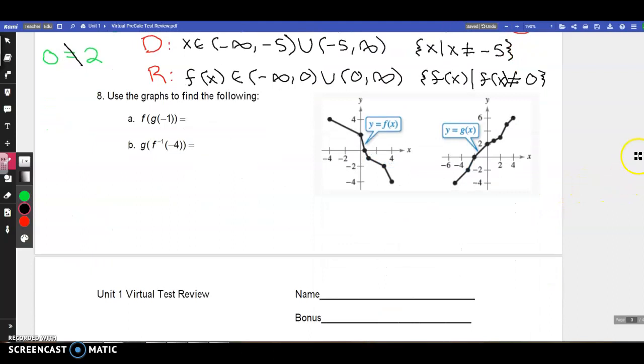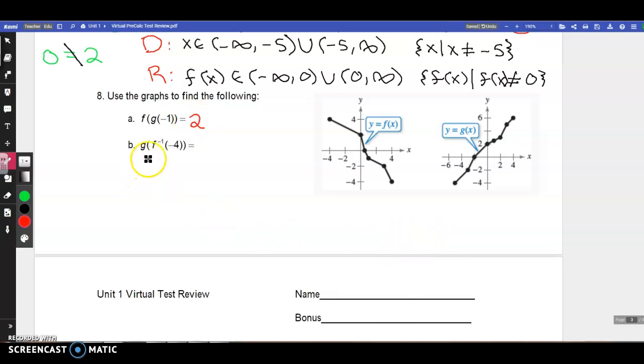almost done. So we're going to use the graphs here to find some of these values. So the first one, f of g of negative 1. So g of negative 1 is 0. So now I just want to find f of 0. So f of 0 looks like 2. Looks like they're going up by 2 units there. So f of g of negative 1 is 2.